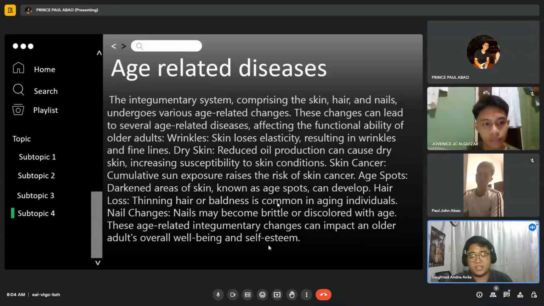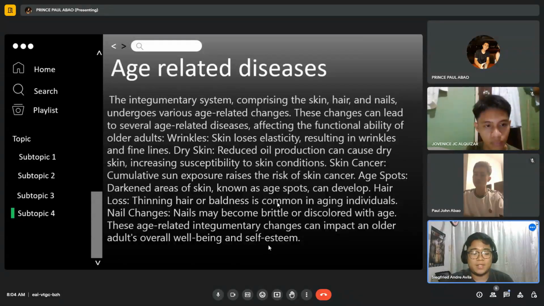Next are the nail changes. Nails may undergo age-related changes, including increased brittleness and changes in color or texture. These changes can be influenced by factors such as reduced blood flow to the nail bed and nutritional deficiencies. So, the age-related changes in the integumentary system can have several implications for an older adult's health and overall well-being.